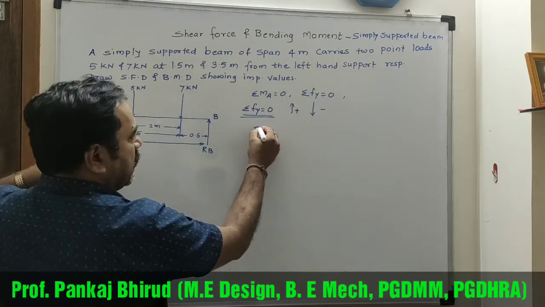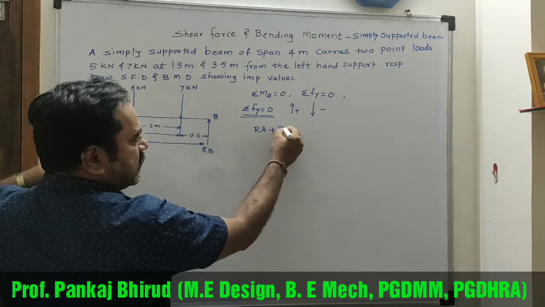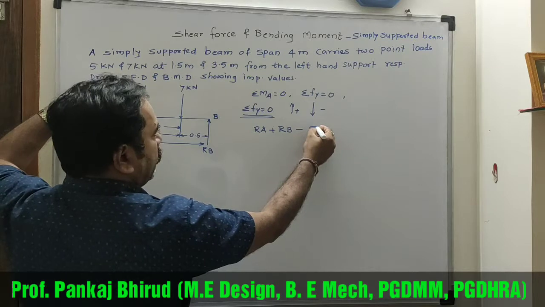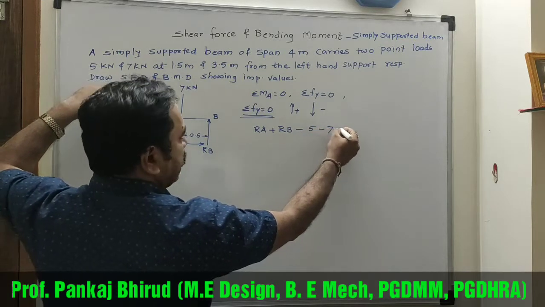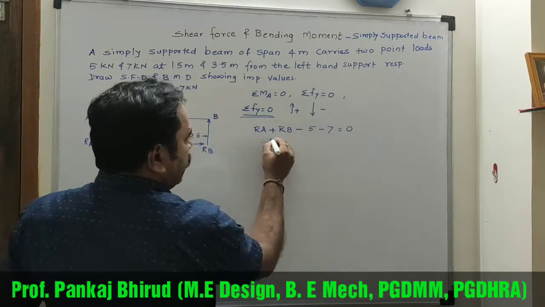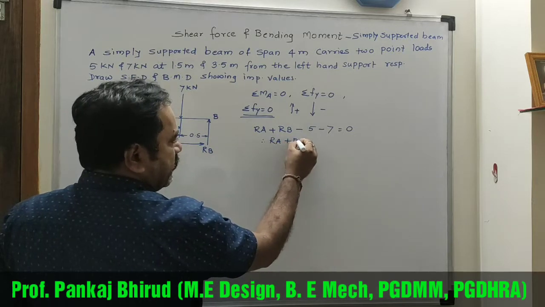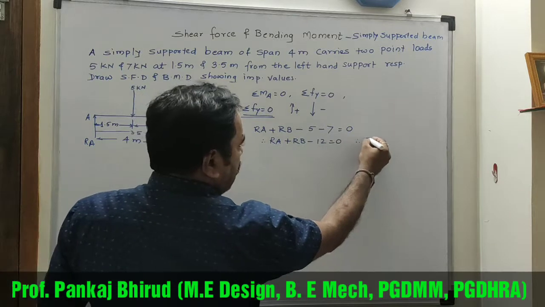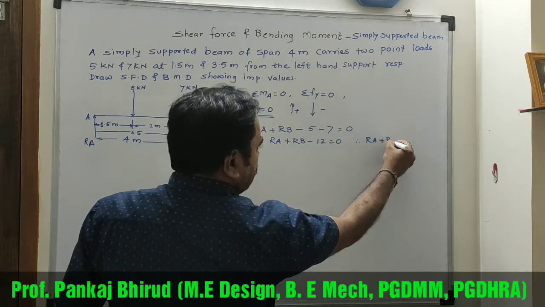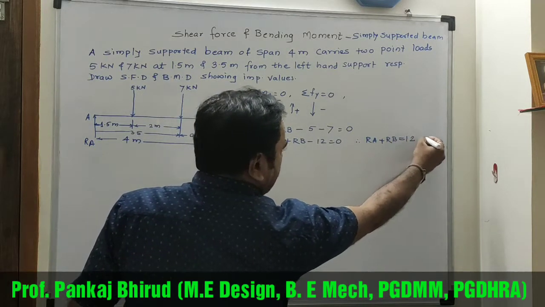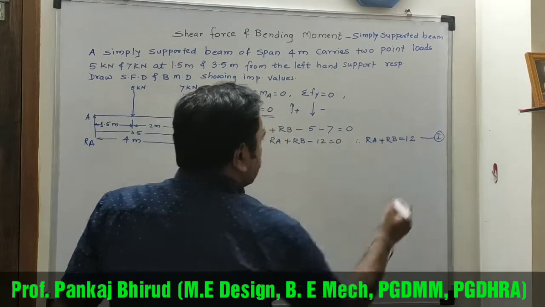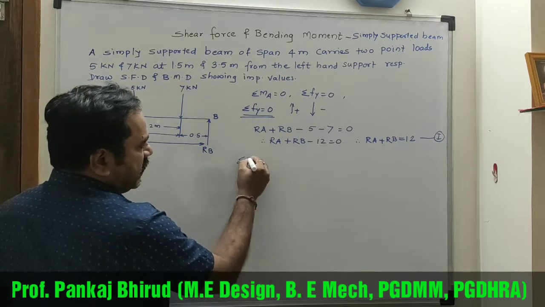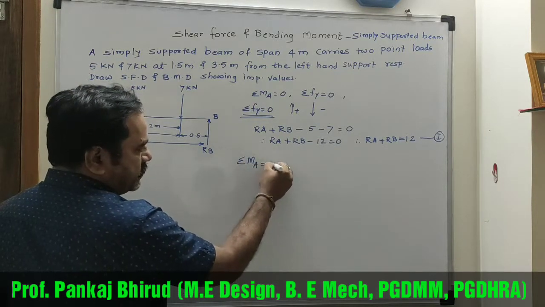So here RA plus RB minus 5 minus 7 is equal to 0. Therefore RA plus RB minus 12 is equal to 0. Therefore RA plus RB equal to 12. This is our first equation from first condition. Now use second condition, sigma M at point A equal to 0.